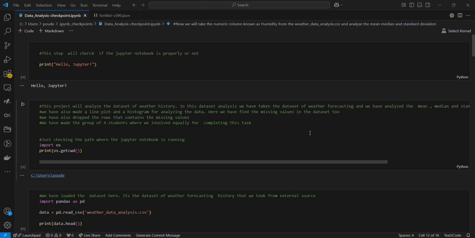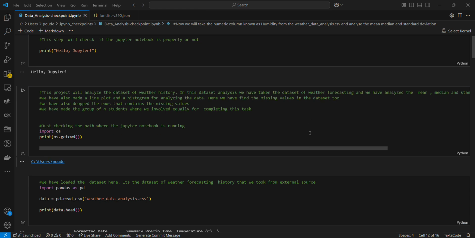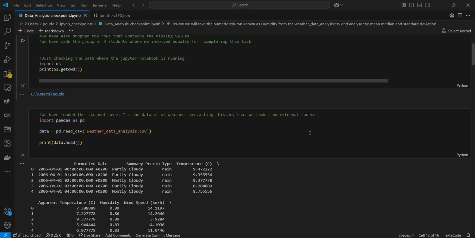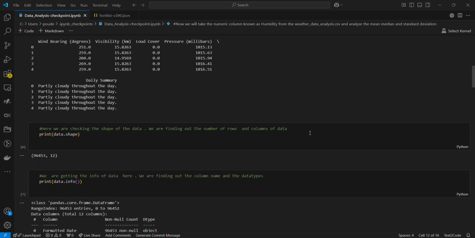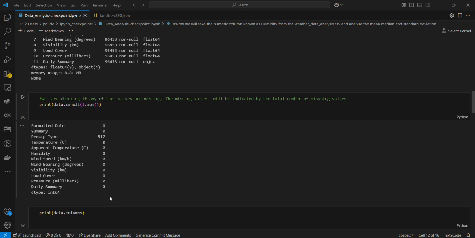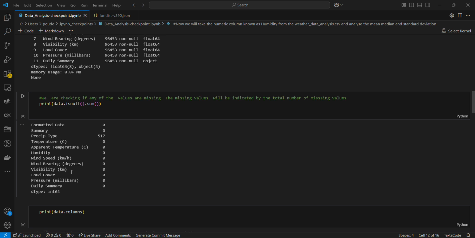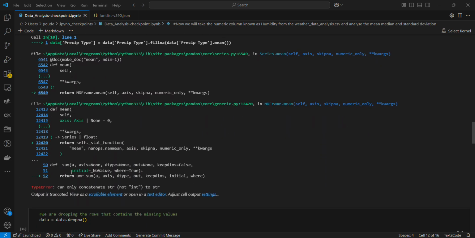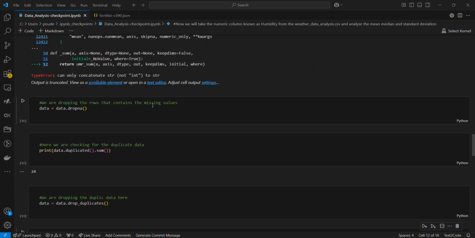Okay, thank you, Mr. Srijan Poudel. For data pre-processing, we performed several tasks which are as follows. Number one, handling missing values. We calculated the percentage of missing data in each column and decided on appropriate methods for handling them. For example, we filled missing values in the precip type column using the mode method, and we dropped rows with significant missing data.